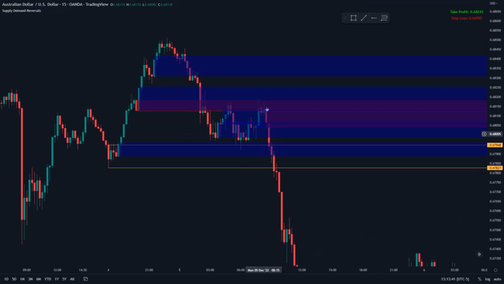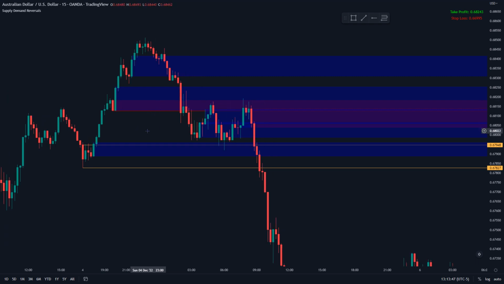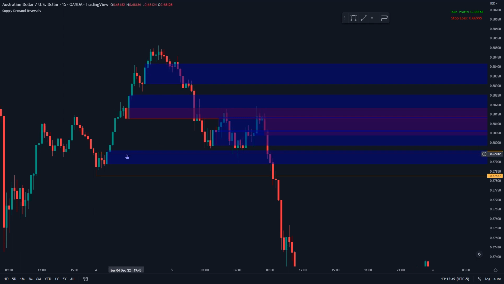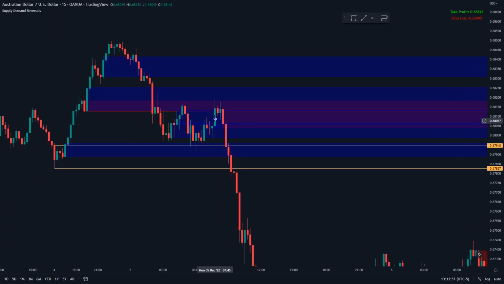And now it's showing all the most recent zones within the look back period. And let's just see how some of these played out. We can see the zone formed here, dipped into it, went up, dipped into it again, did make a higher high. But what do we have here?